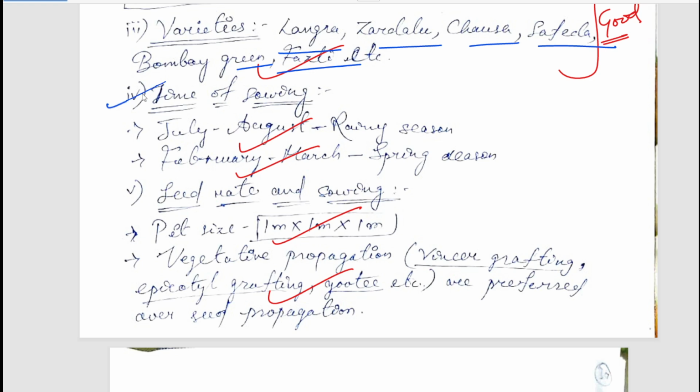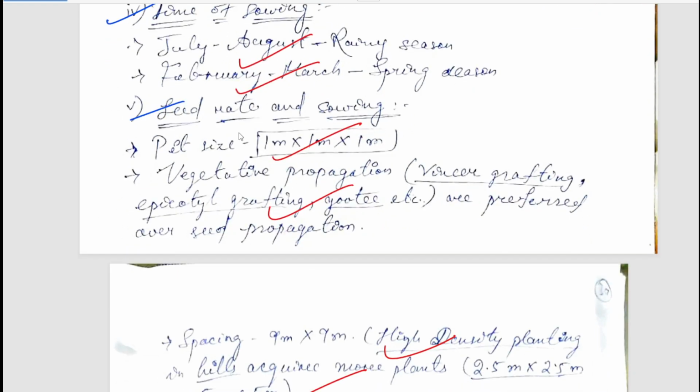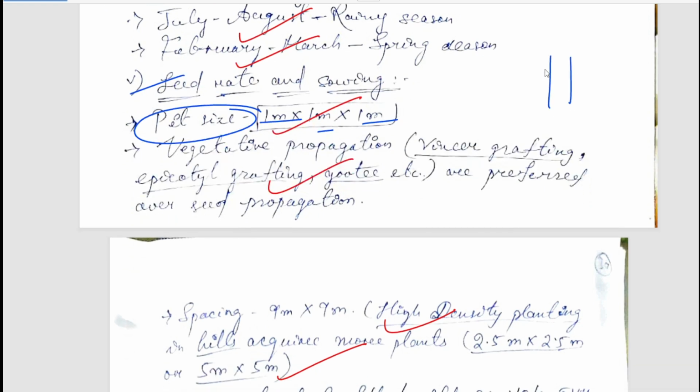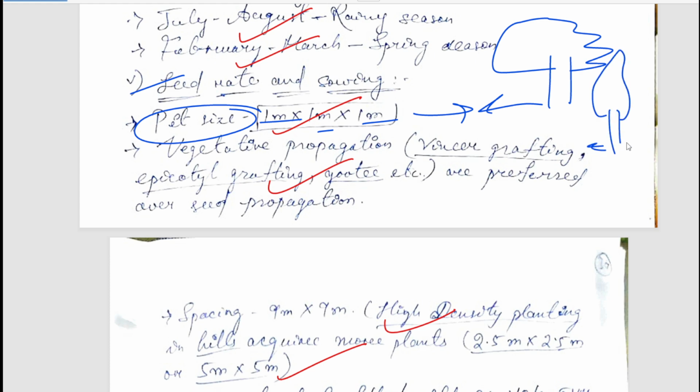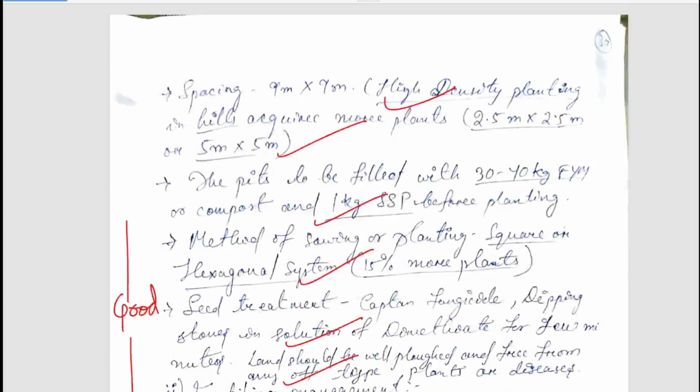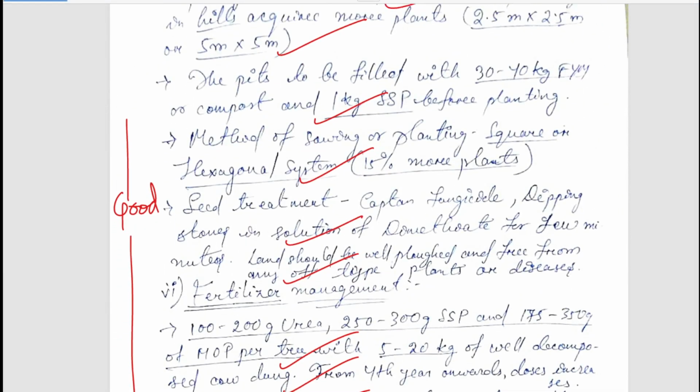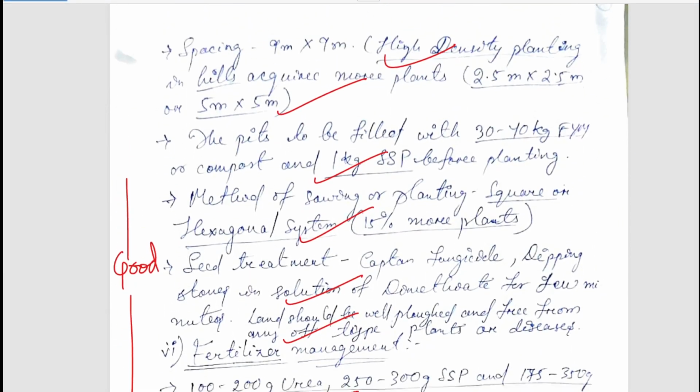I think all the aspects have been well written, such as time of sowing, seed rate, and the pit size has been mentioned, that is 1 meter by 1 meter by 1 meter, but it generally differs from variety to variety. If the variety's crown size is big, the pit size is generally kept big, and if the variety's crown size is small, the pit size can be kept small. So I think all the aspects have been well mentioned by the student. If you want to, you can simply pause and read it.